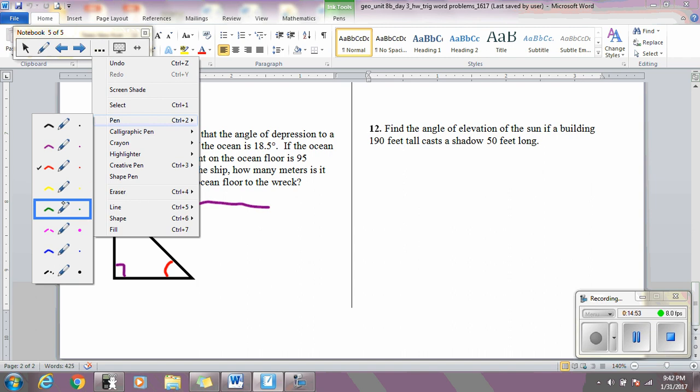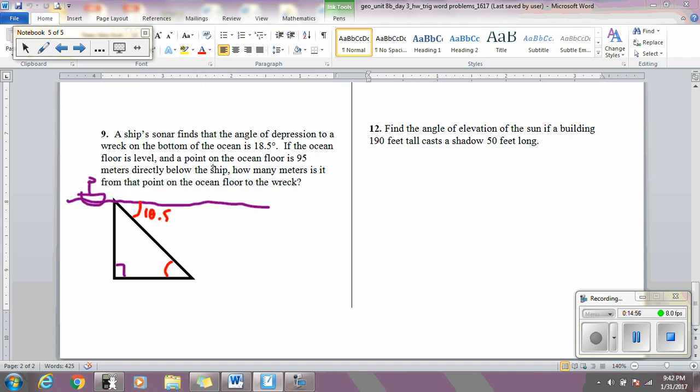Now, it says the ocean floor is level. A point on the ocean floor directly below the ship is right here, 95 meters. So 95 is this side of our triangle. It says how many meters from that point is the wreck. So here's the wreck. That's my treasure chest, aka my wreck. So I'm looking for this horizontal distance down here.